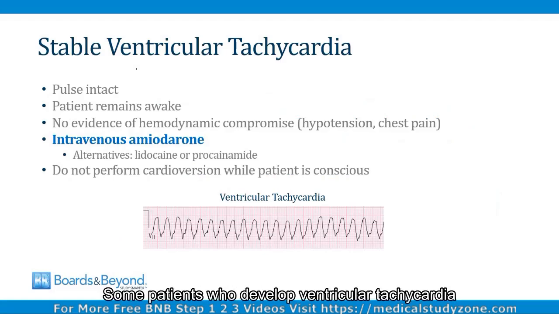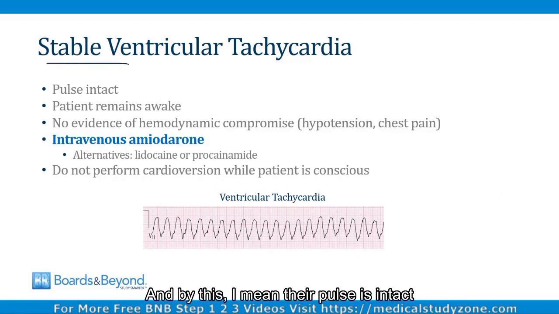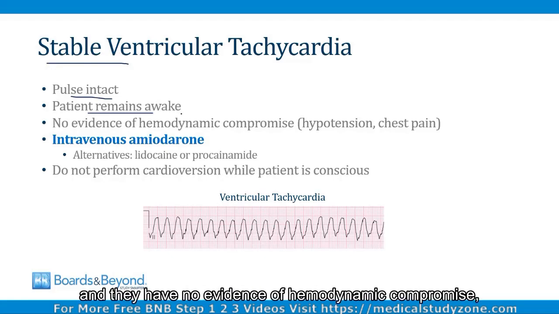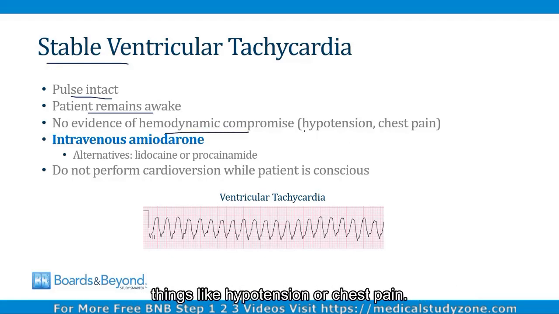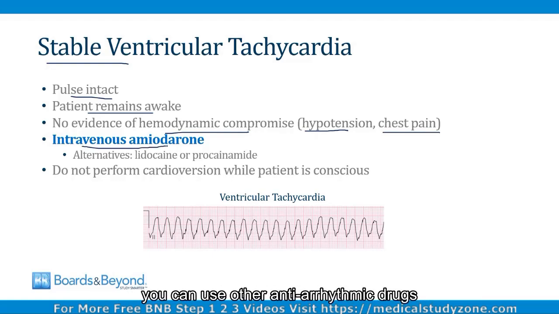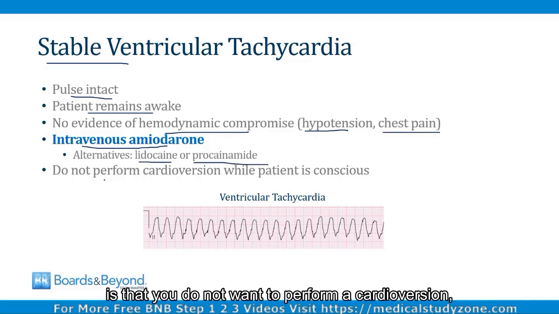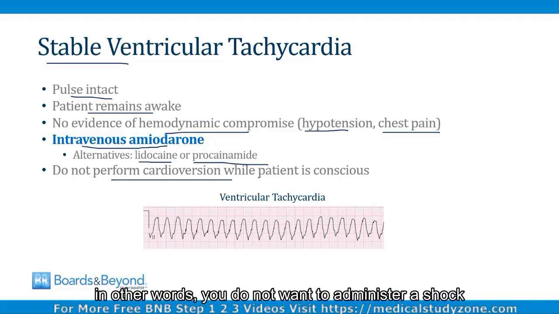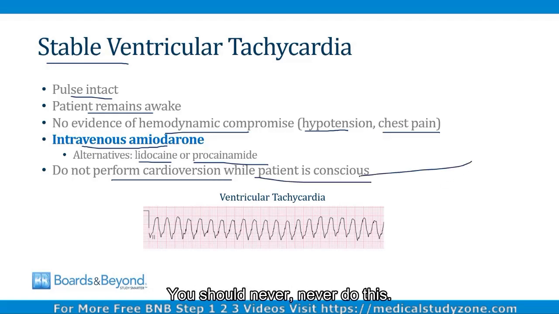Some patients who develop ventricular tachycardia are stable, and by this I mean their pulse is intact and the patient remains awake, and they have no evidence of hemodynamic compromise, things like hypotension or chest pain. If you encounter this situation, what you want to do is administer intravenous amiodarone, or alternatively, you can use other antiarrhythmic drugs like lidocaine or procainamide. But the most important thing to remember is that you do not want to perform a cardioversion. In other words, you do not want to administer a shock when a patient is conscious. You should never do this.